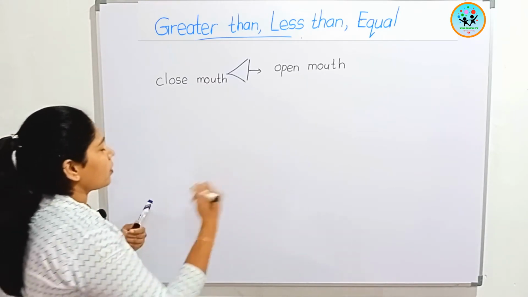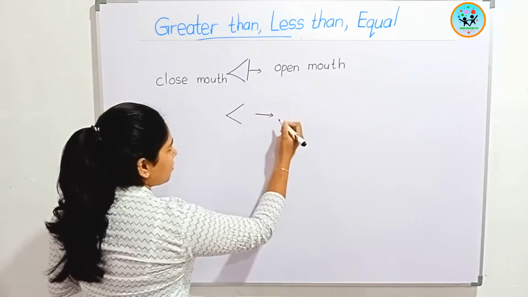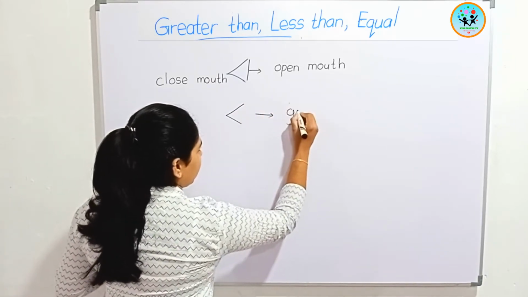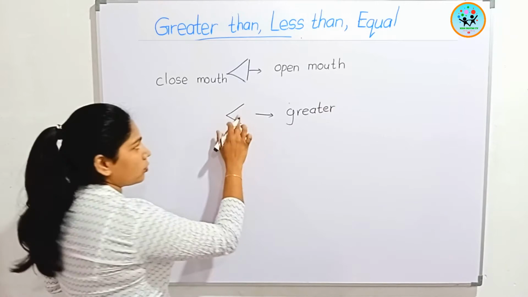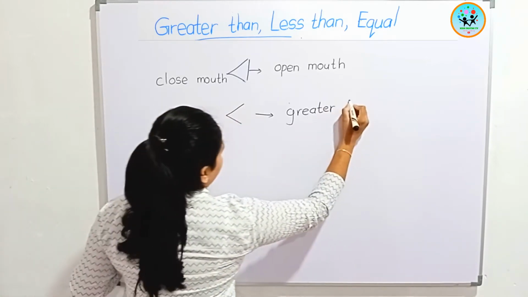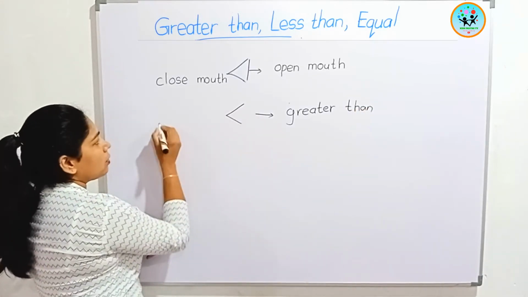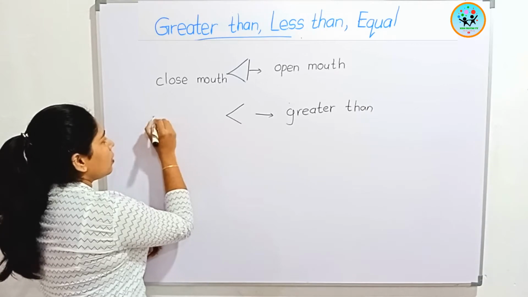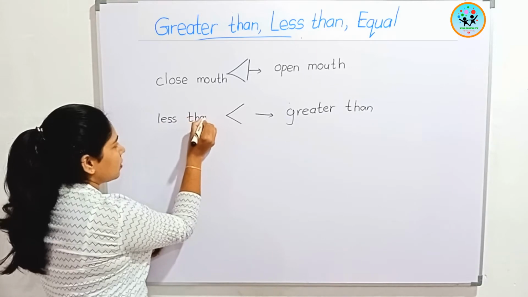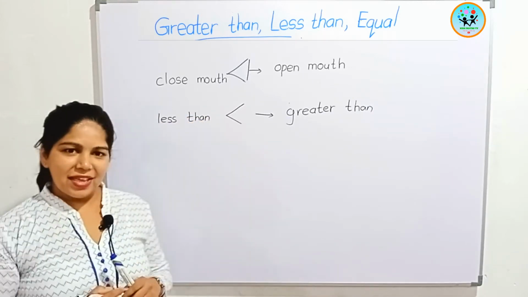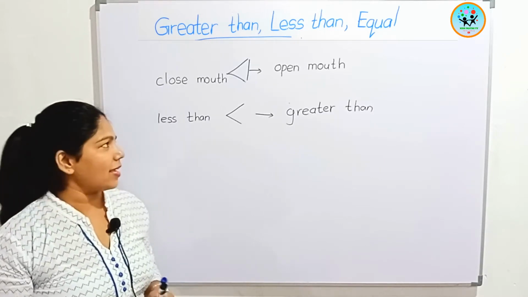And also, open mouth represents greater than. Open mouth represents greater than. And closed mouth represents less than. We will look at an example. Then you can identify what I am saying.